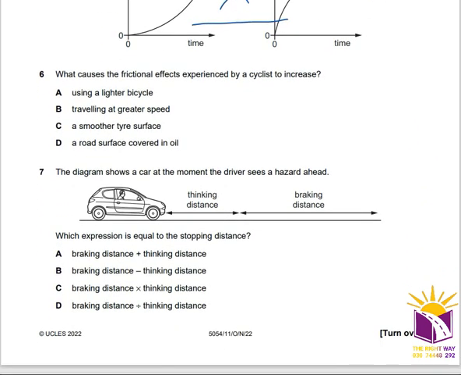Question number 6. Which causes the frictional effect experienced by a cyclist to increase? Using a lighter bicycle will decrease the frictional effect. Traveling at greater speed: as our speed increases, the resistive force, or the air resistance, is also going to increase. So it will experience more frictional force. A smoother tire surface will decrease the frictional effect. A road surface covered in oil is also going to decrease the frictional effect. So B is the right option.